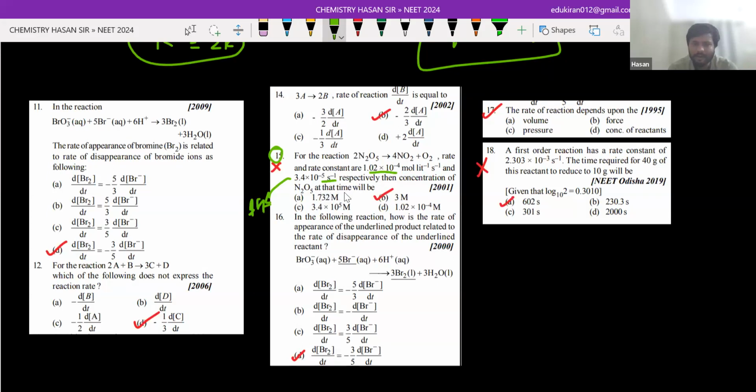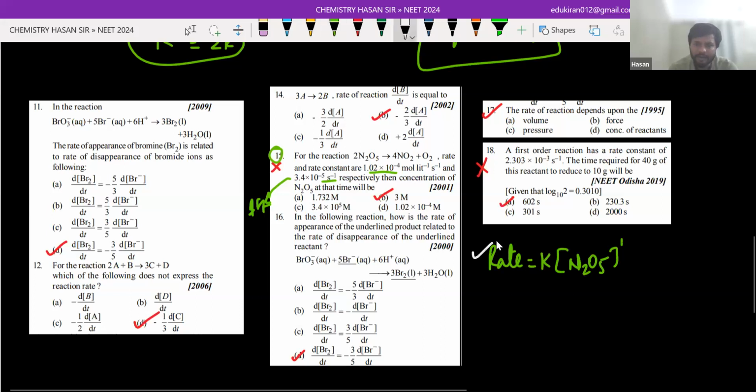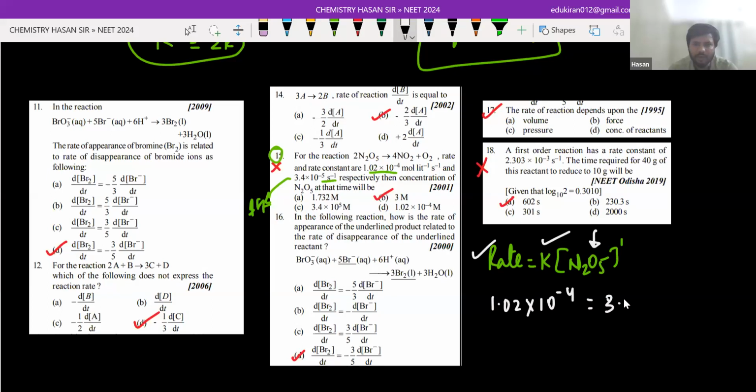Then concentration of N2O5 at that time will be very simple. Since it is first order reaction, I can write in terms of reactant, and that is N2O5 raised to the power 1. And you know that rate is also given, k is also given. So can't you calculate the value of concentration? If I put the value, it is 1.02 into 10 raised to the power minus 4, and this is your 3.4 into 10 raised to the power minus 5 into concentration of N2O5.